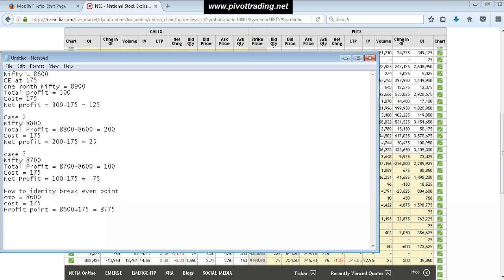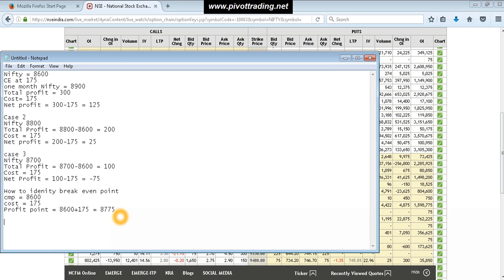Now, similarly is the case when you sell. This was an example of buying. Now, let's say you are bearish. You think that the Nifty index is not going to go beyond 8600. Current Nifty index is 8600. Your expectation is that Nifty will not go beyond 8600, meaning Nifty is not going to go above 8600.